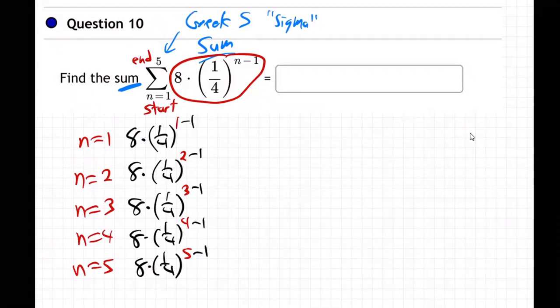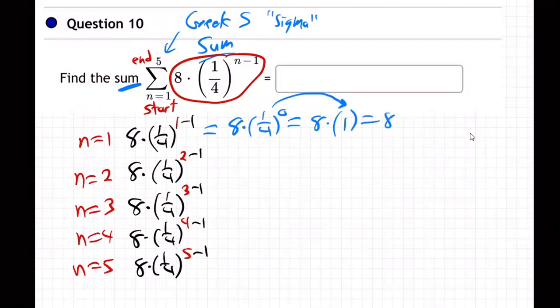So there we go. That's good so far. So we just take that formula, 8 times 1/4 to the n minus 1, plug in 1, 2, 3, 4, 5. So what are we going to get? 8 times 1/4 to the 0. And do you remember anything to the 0 power is 1? So that's just 8, isn't it?